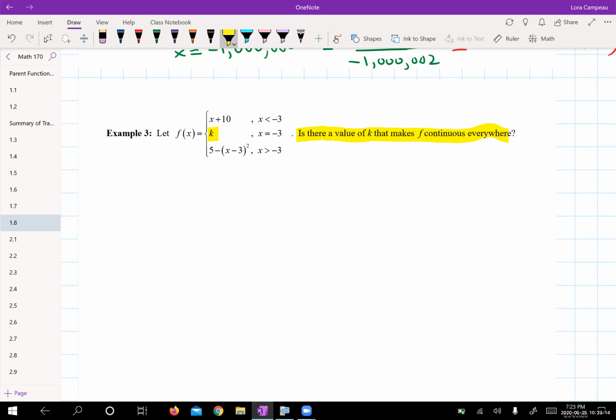We always ask ourselves, what do we already know? You can break up this piecewise function into 3 different pieces. Let's look at what we know, a little note to the side. You can look at all 3 pieces. So the first piece, y equals, excuse me, x plus 10.